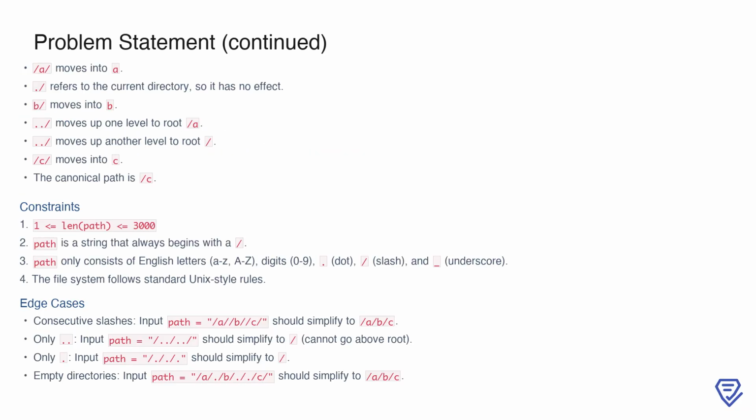Here's a breakdown of how /a/./b/../../c/ simplifies step by step. /a/ moves into the directory a. The ./ symbol has no effect as it refers to the current directory. b/ moves into the directory b. The first .. moves back up to a, and the second .. moves back to the root directory /. Finally, /c/ moves into the c directory. After processing all parts of the path, the result is /c. This demonstrates how we apply the rules of simplifying a path to arrive at the canonical form.